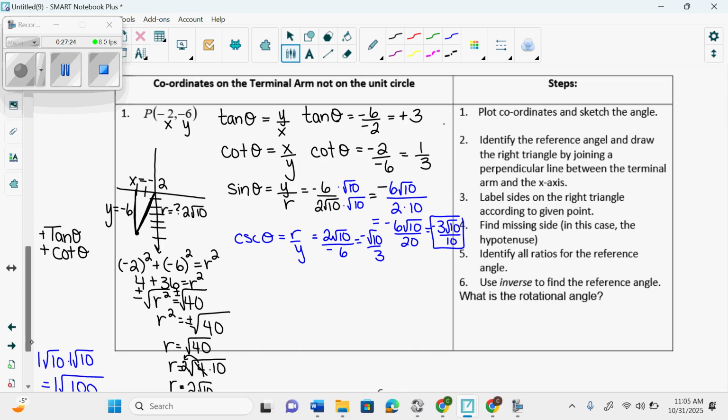So cos theta equals cook extra rice. Shh. So cos theta would equal negative 2 over 2 root 10. If I want, before I rationalize it, I can actually reduce it. So I go negative 1 over root 10, and then I rationalize. Negative root 10 over 10.